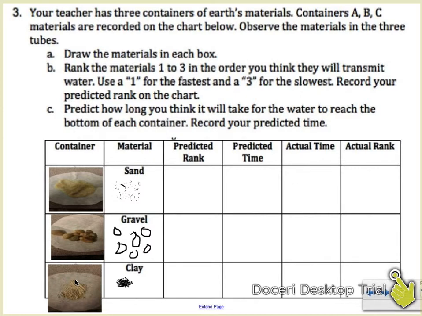Looking at your particles, I want you to put your predicted rank. Do you think water is going to pass through very fast? 1, medium, 2, or very slow? 3. Take a moment and put your own rank. And then put your predicted time. How long do you think it's going to take? Do you think it's going to be 1 second, 5 seconds, a minute, an hour, half a second? Remember, it's prediction. Base your time on your rank.